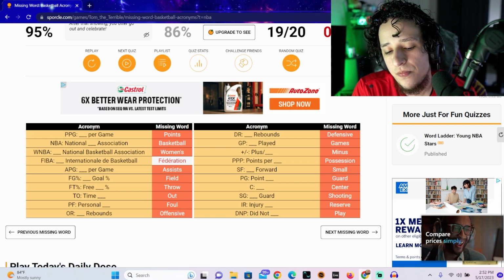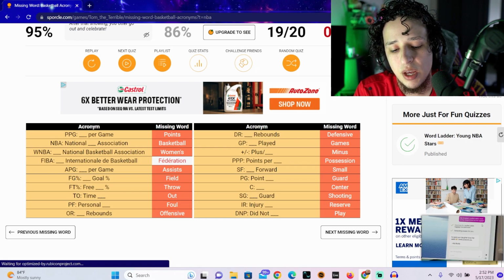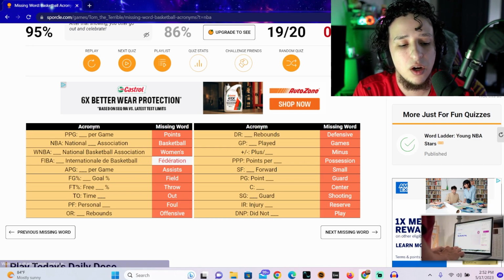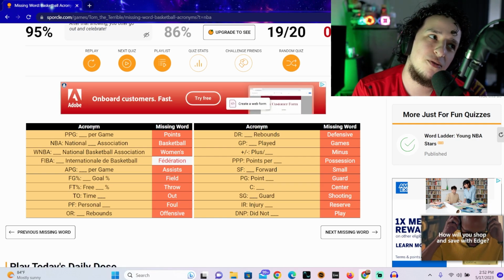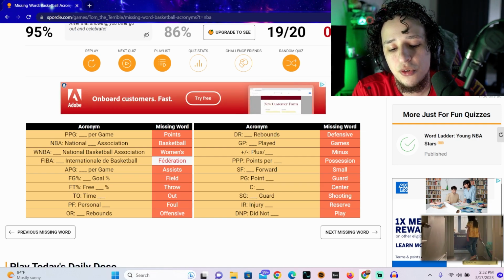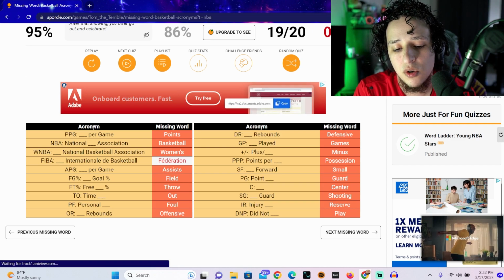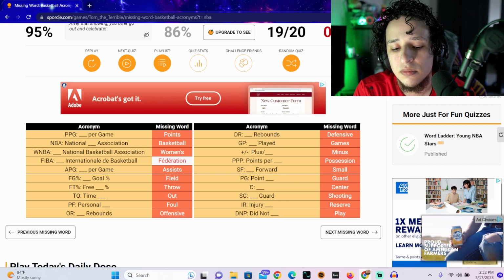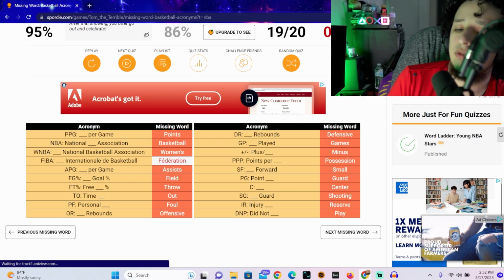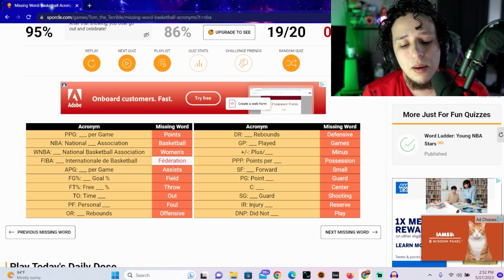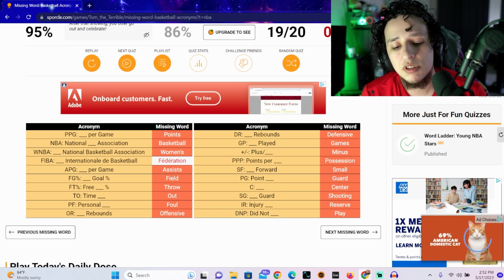SF, small forward. Back in AAU, they would say 1, 2, 3, 4, 5. A 1 is a point guard, a 2 is a shooting guard, a 3 is a small forward, a 4 is a power forward, and a 5 is a center. If you are using the terms 1 through 5, you probably went through the AAU system. They might still use it in high school. I'm not entirely sure. It's been a while. I'm almost turning 23.